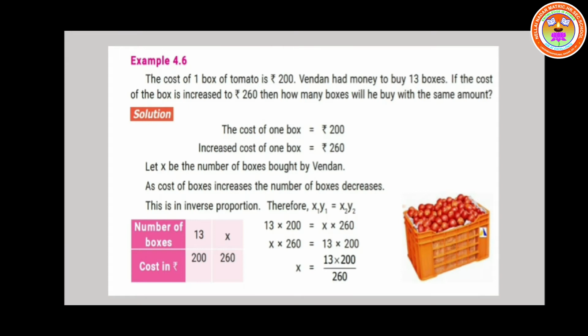But the cost of the boxes increased to rupees 260. So how many boxes will he buy? That is, for the same amount, how many boxes will he buy? That is the question you have to find.